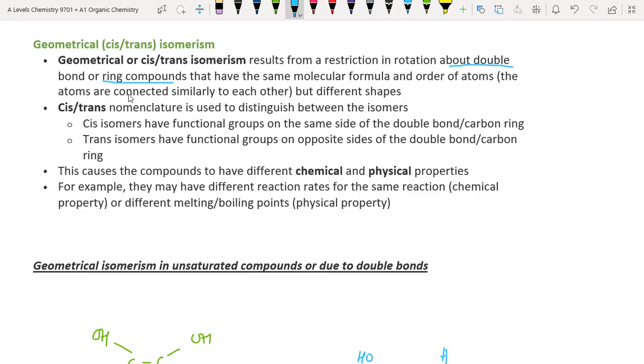This type of structure can be cis or trans. What is a cis structure? In cis structures, cis isomers have functional groups on the same side of the double bond or ring carbon. Let's see, this is a compound.